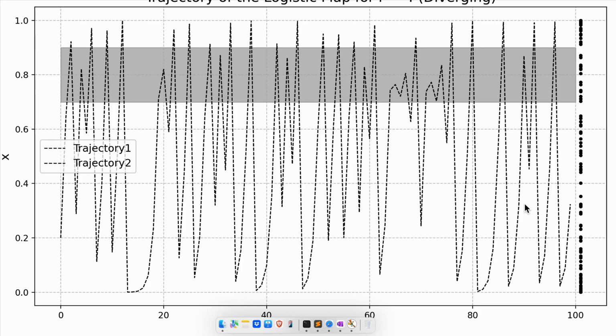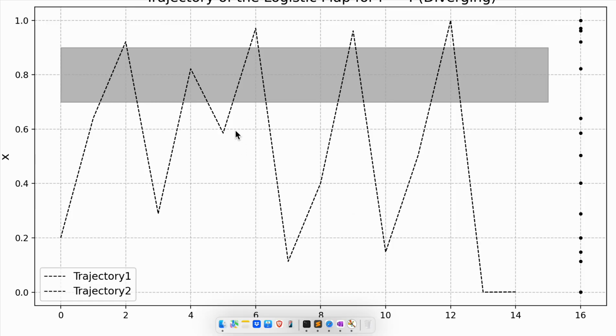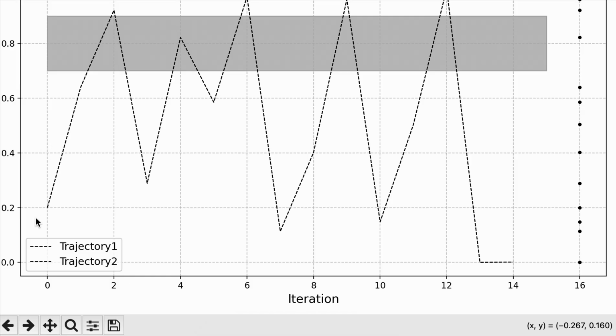So let us define what a dense orbit means. Dense means if you choose any point, suppose here I am choosing the point 0.2, and you choose any interval, the shaded gray region, here I have taken the interval from 0.7 to 0.9.